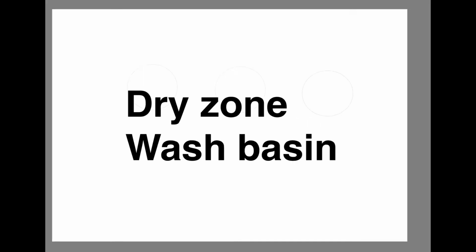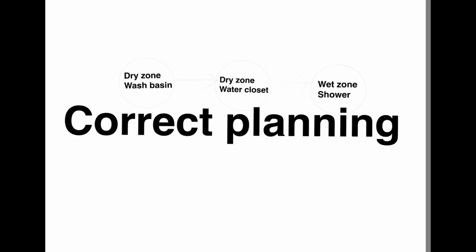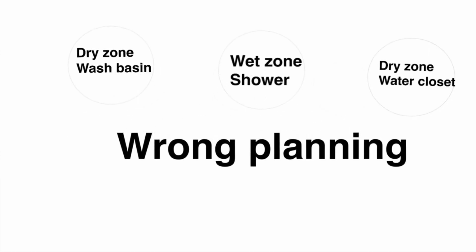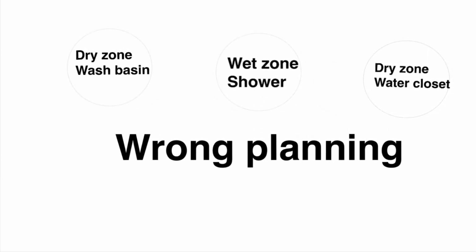Let's see a bubble diagram to understand it in a proper way. So here you can see the connection between the dry zone and wet zone, and this is the correct planning. And if you keep the wet zone in the middle, then that is a wrong planning. So what to do if you already have a wet zone between two dry zones, that is shower between wash basin and water closet? The answer to it is a round shower curtain can be used.